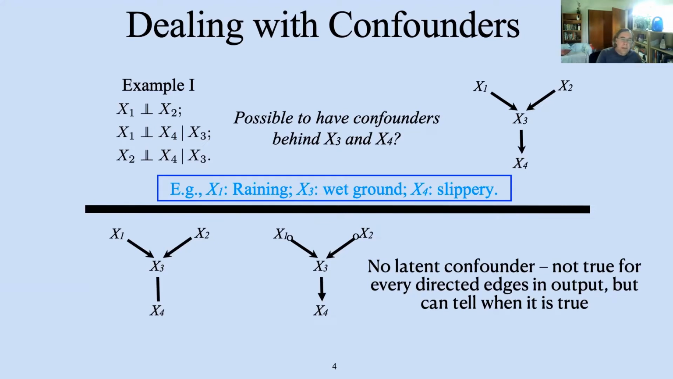An example of this would be: x1 is raining, x3 is the ground is wet, and x4 is that the pavement is slippery. I could have multiple causes of the ground being wet, such as raining. x2 could be a sprinkler is on. If I set the sprinkler on by a timer, then those are independent of each other, and they both are possible causes of the ground being wet, and x4 is slippery.